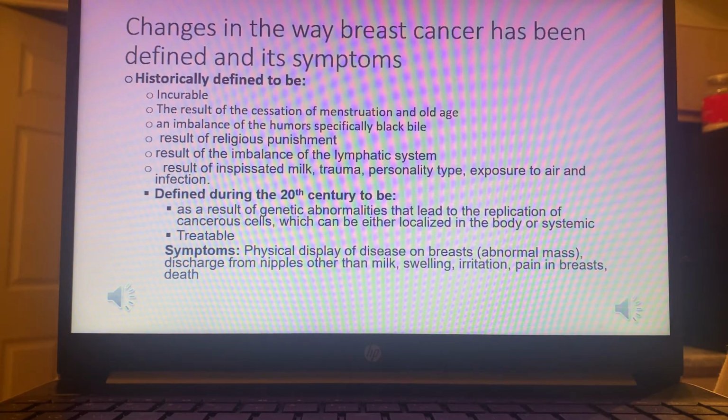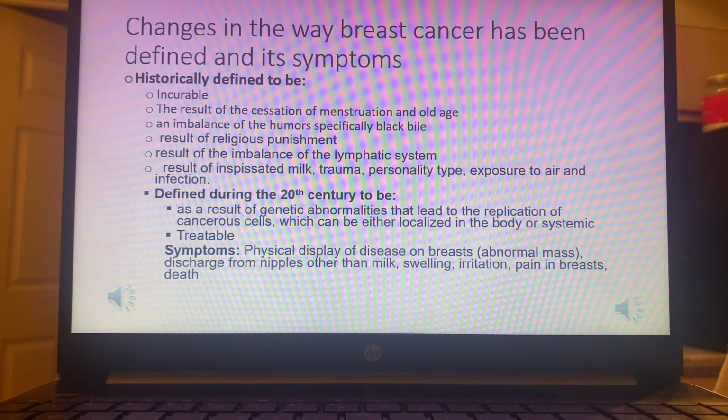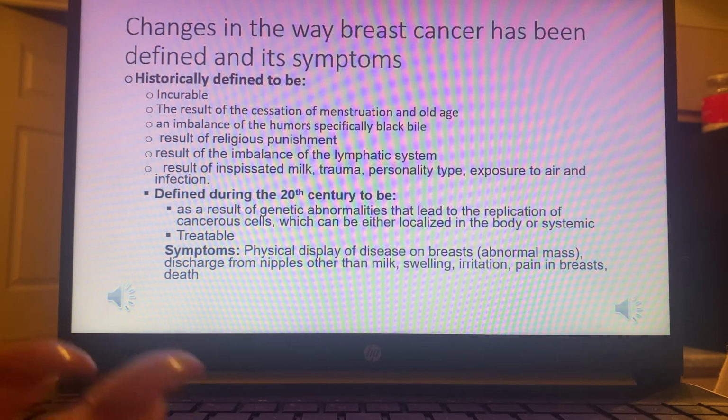Definitions in the way that breast cancer was defined drastically changed during the 20th century. It was defined to be as a result of genetic abnormalities that lead to the replication of cancer cells, which can be either localized in the body or systemic. Another important change that occurred in the way that breast cancer was defined was that it went from being previously deemed incurable to treatable.